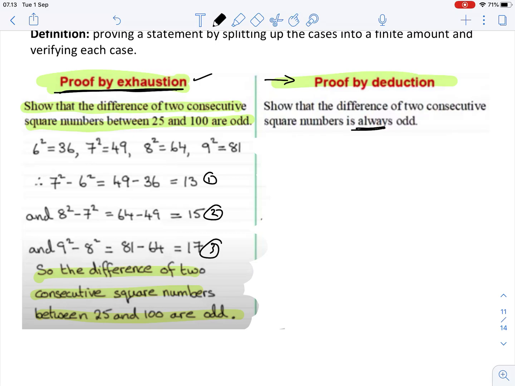Now, to the right here, you'll see proof by deduction, showing a similar proof, but this proof is saying show that the difference of two consecutive square numbers is always odd. So now we went from 25 to 100 to showing that every difference of two consecutive square numbers is going to be odd. But we have to handle this differently because we can't exhaust. There are an infinite number of square numbers, so we can't exhaust.